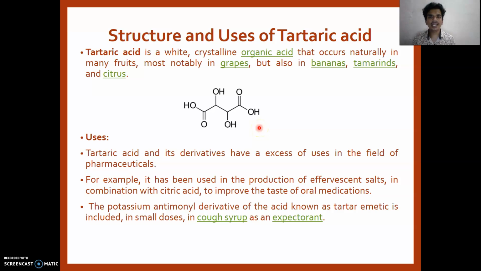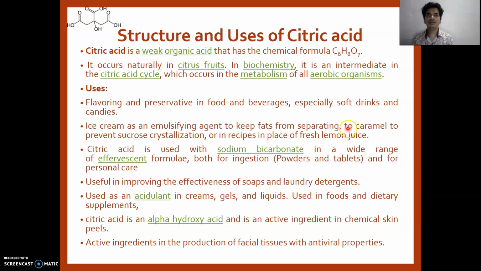Tartaric acid and its derivatives have many uses in the field of pharmaceuticals. For example, it has been used in production of effervescent salts, and in combination with citric acid to improve the taste of medication. Effervescence is when the medication interacts with water, it produces foam and bubbles, and it is easily dissolved. The potassium antimonyl derivative of tartaric acid, known as tartar emetic, can be used in small doses as an expectorant. Then structure of citric acid.